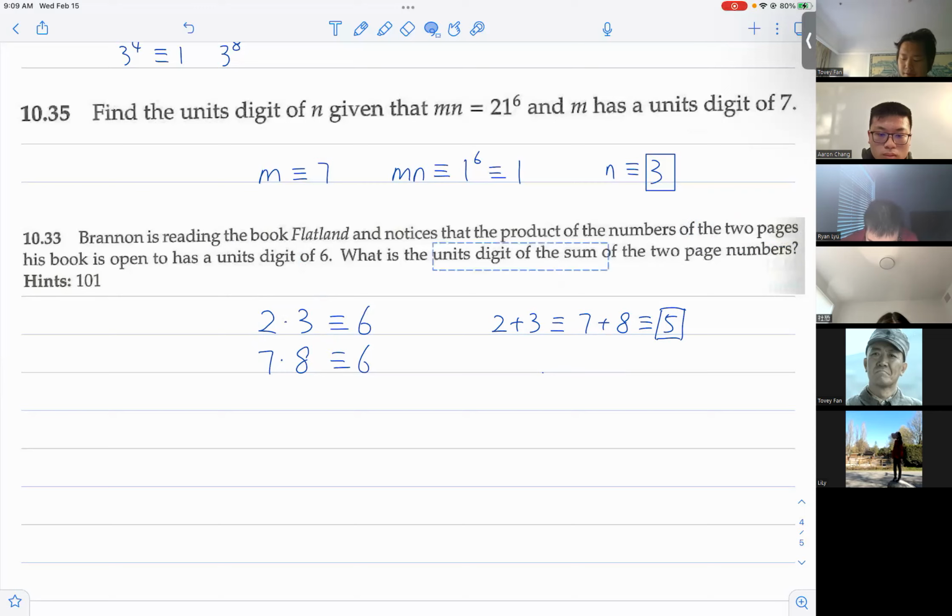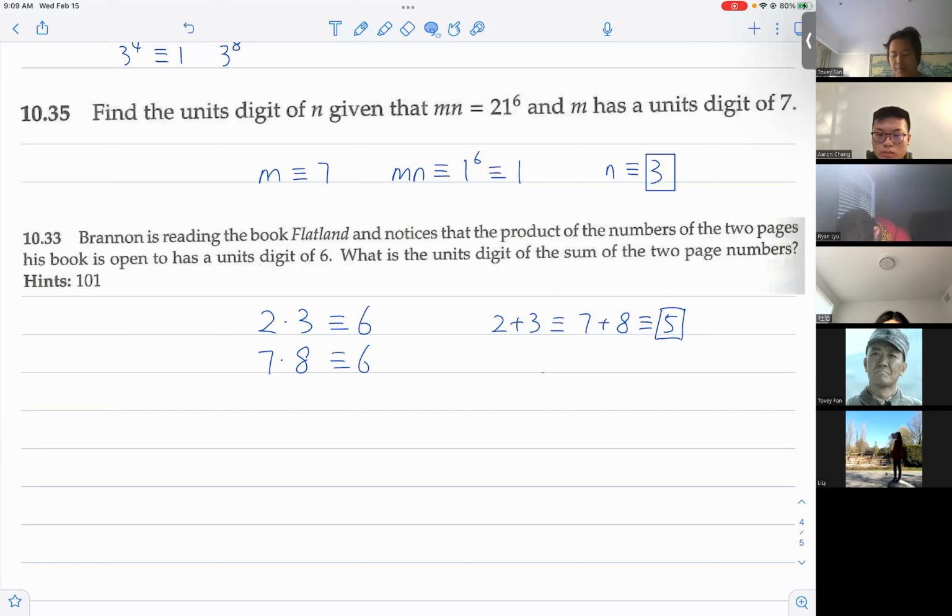Okay, and the question is asking for the sum, so we just get a sum. And for Aaron, it's actually not necessary to find out all the possible cases. I'm just asking you about this so that you consider all the possibilities, but you don't have to, because even if there's more than one possibility, we know that the sum of their units digit must be the same, because the question is not asking what are the possible values of units digit of the sum, right?